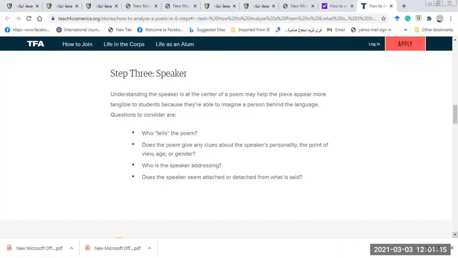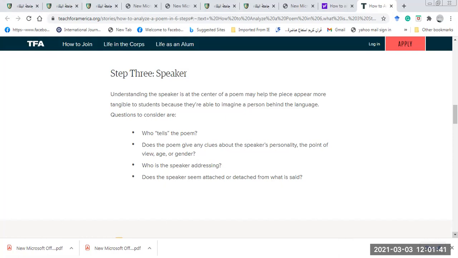And although he is speaking about many years after her death, still he remembered her. His gender, we know that the speaker is male, for example, or female. In the example we covered earlier, She Dwelt Among the Untrodden Ways, the speaker was a man.